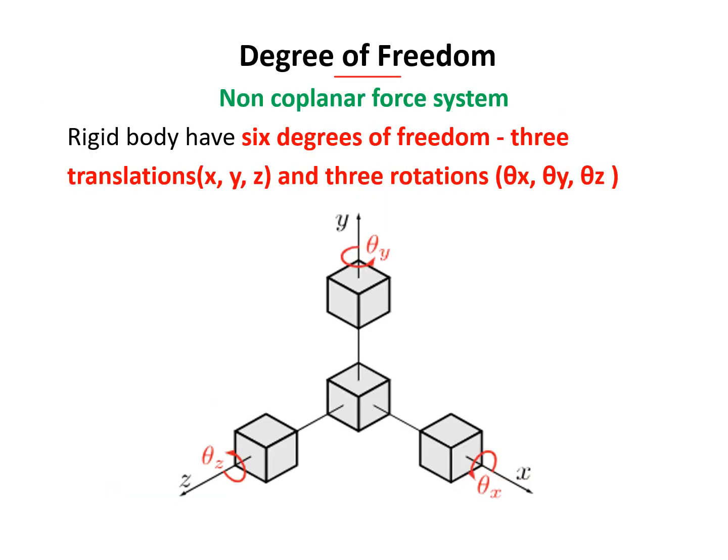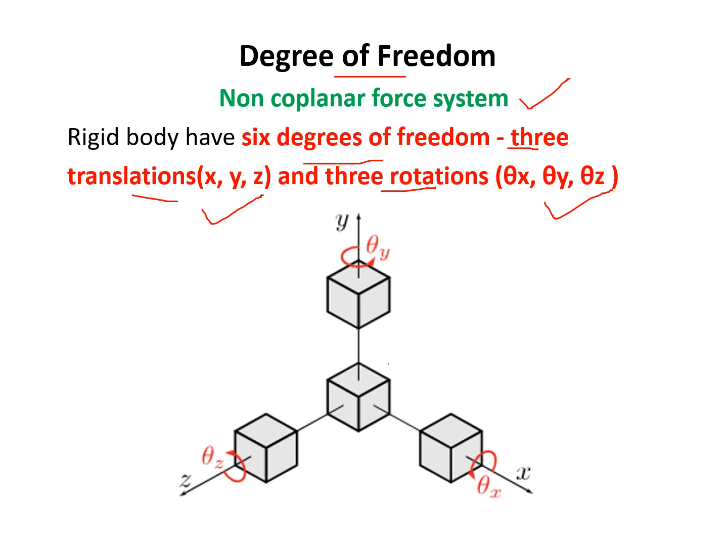Now, the degrees of freedom we talk about with respect to the force system. The first one is the non-coplanar force system, which is also called the three-dimensional force system. In that, a rigid body has 6 degrees of freedom: 3 translations, that is x, y, z, and 3 rotations, theta x, theta y, and theta z.